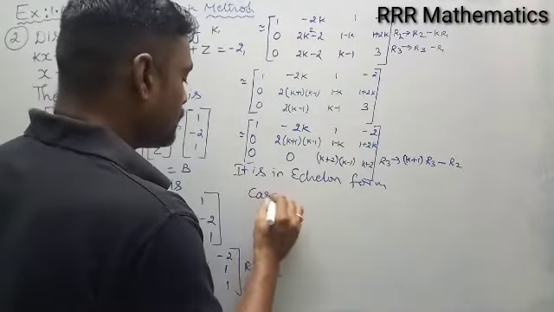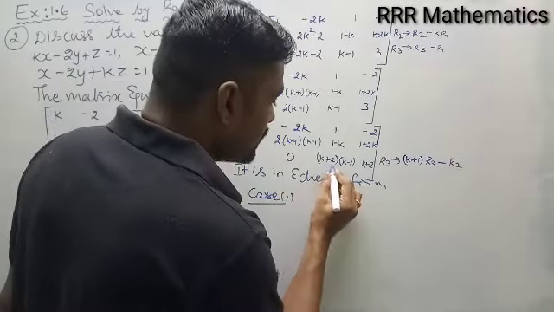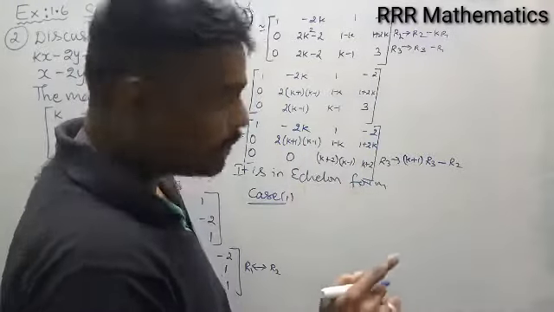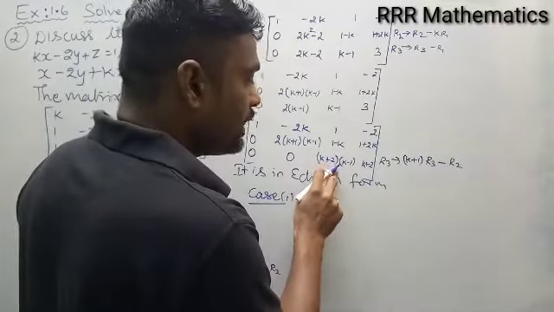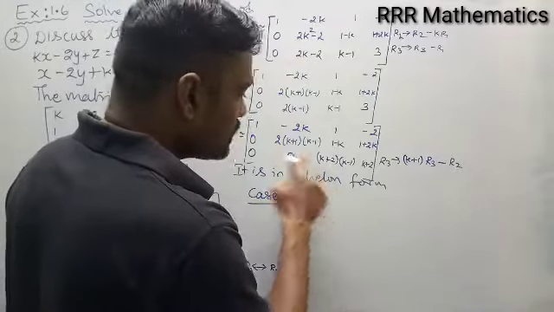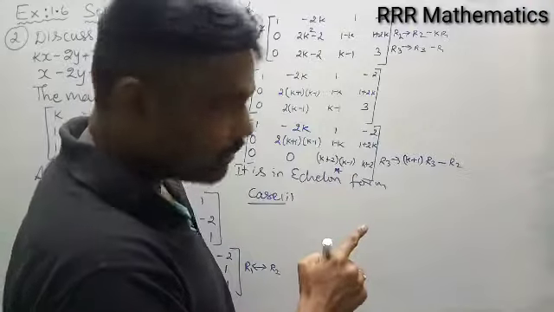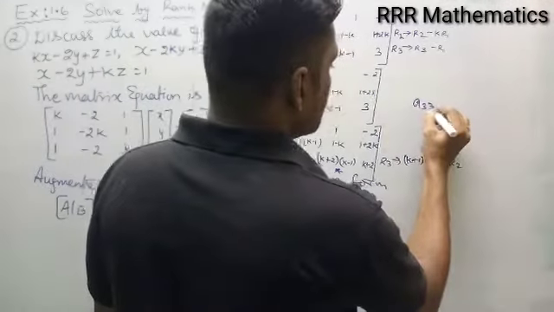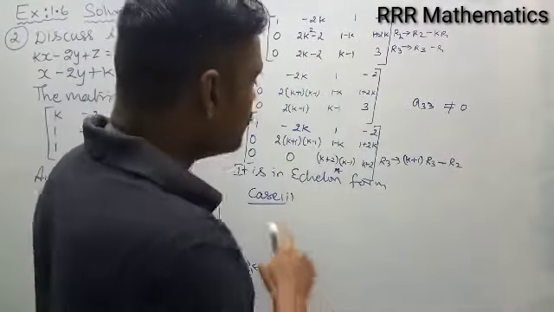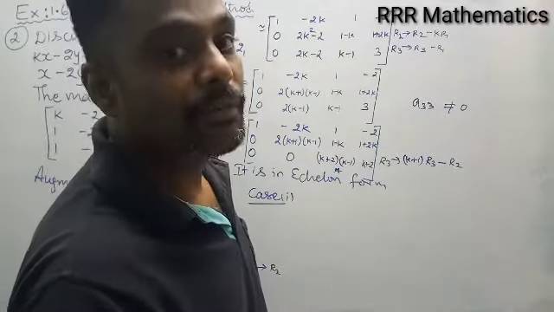Case 1. Make a note, very very important. Case 1. If this position, this third row, third column, this position is not equal to 0, it gives the rank of A, B and A as 3. So in this case, if this element, A33, third row, third column, is not equal to 0, the rank of A, B and the rank of A are equal to the number of variables in this case.